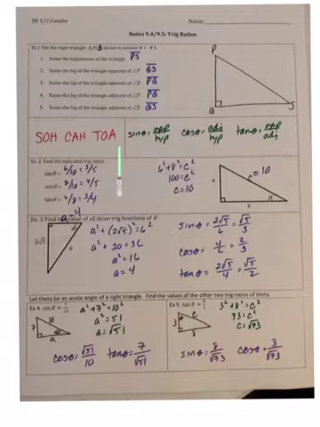SOHCAHTOA is what we tried to start introducing last week. Sine, cosine, and tangent are the names of our three trig functions, and all they are are the ratios between the sides of the right triangle. Sine stands for opposite over hypotenuse. Remember, opposite means the opposite leg over the hypotenuse. Cosine stands for adjacent over hypotenuse, so that's the adjacent leg over the hypotenuse. And tangent is opposite over adjacent, so that's the opposite leg over the adjacent leg.